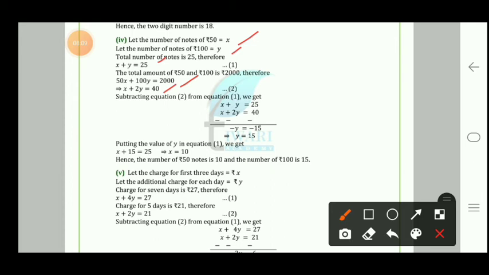Now, subtract equation 2 from equation 1, we get x plus y is equal to 25, x plus 2y is equal to 40. Now, just changing the sign here because we are subtracting. So, the result is y minus 2y is equal to minus 15, or y is equal to 15 is the answer. Now, putting the value of y in equation 1, we get x plus 15 is equal to 25, x is equal to 10. Hence, the number of rupees 50 notes is 10 and the number of rupees 100 notes is 15.